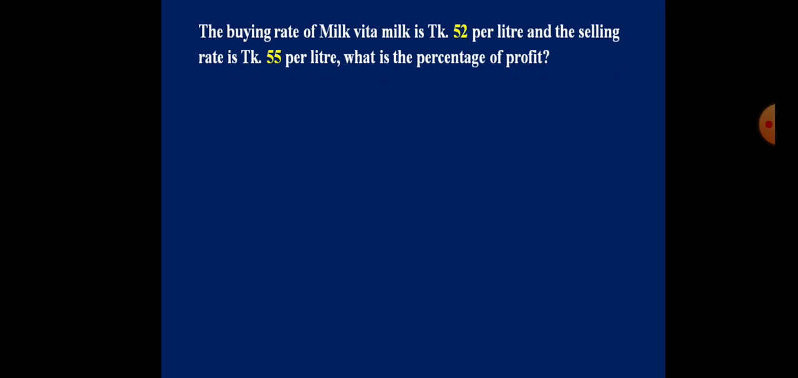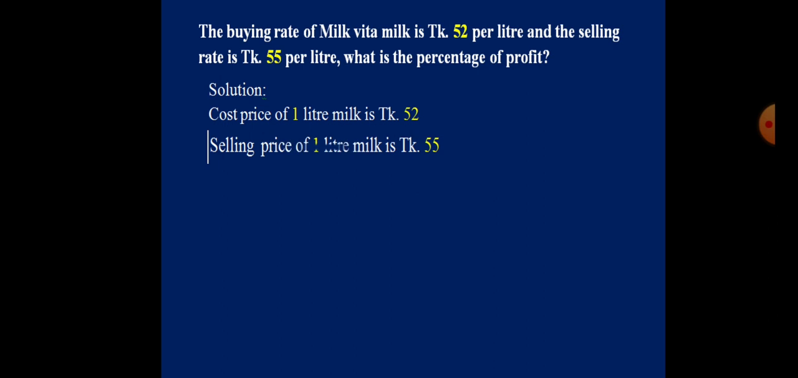Here is our first problem. Here the buying rate means the cost price. The buying rate of a milk Vita is taka 52 per liter and the selling rate is taka 55 per liter. What is the percentage of profit? So the cost price of 1 liter of milk is taka 52 and the selling price of 1 liter of milk is taka 55. As you can see, the selling price is higher than the cost price.